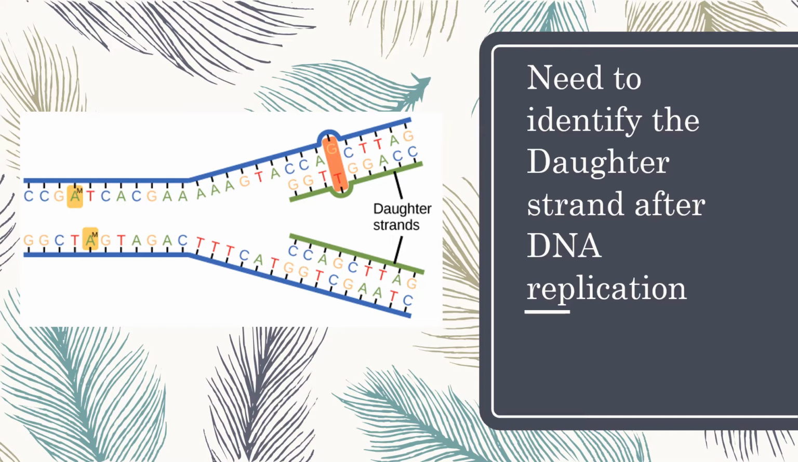Since the DNA replication has occurred, there is a need to identify which of these two strands is the daughter strand. Since the wrong base pair is being added on the daughter strand, we consider that the template strand is completely right, and whatever errors are occurring are on the daughter strand.